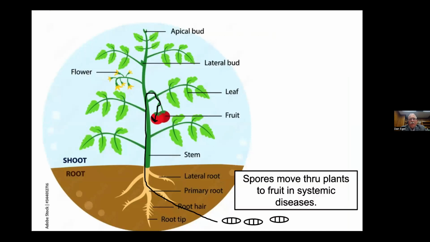So what we have in this slide, you see the little fake spores that I drew at the bottom of the slide. This is fusarium. It could go right through the root hair, right into the vascular system, and right into the tomato. So in this case, the tomato fruit would look fine, but there could be spores or bacteria in the seed.